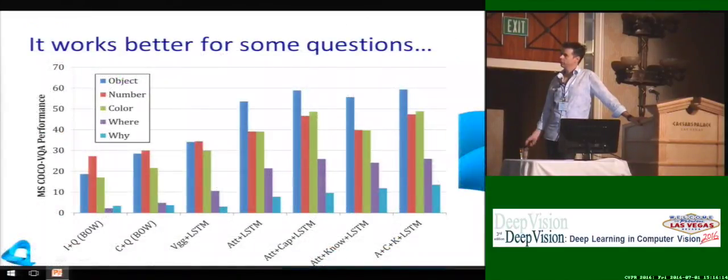Okay, and it works better for some questions than others. But the most interesting column is this little blue one at the end here, which are the why questions, right? And the straightforward approach really is kind of this one. No, which one is it? VGG and LSTM here. Gets about 4% of the why questions right, and we get about 14% of the why questions right.